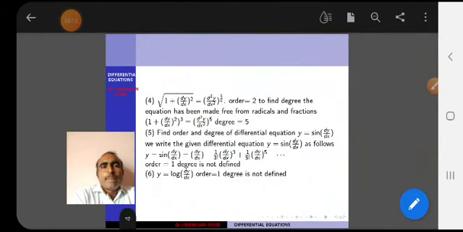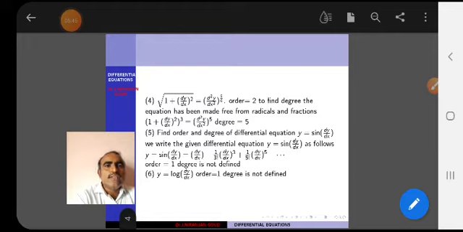See one more example: √(1 + (dy/dx)²) = (d²y/dx²)^(5/6). To find the degree and order, it is easy to find the order of the differential equation. The order is the order of the highest order derivative. So in this given equation, we have dy/dx and d²y/dx². The highest order derivative is d²y/dx². So the order of this equation is 2.